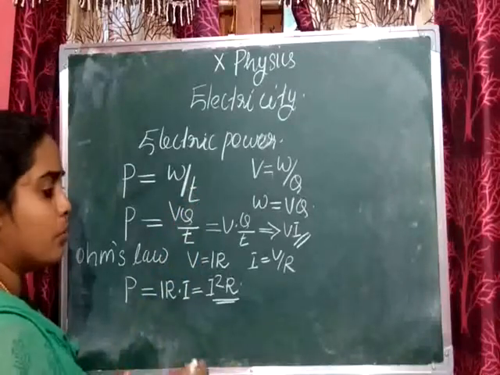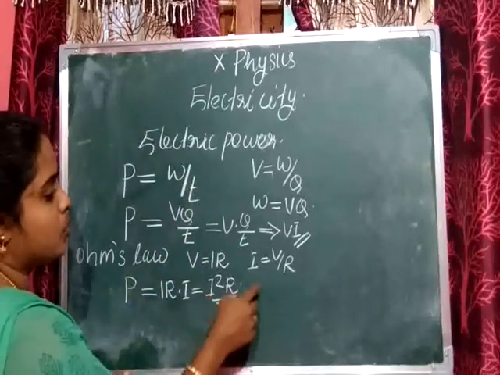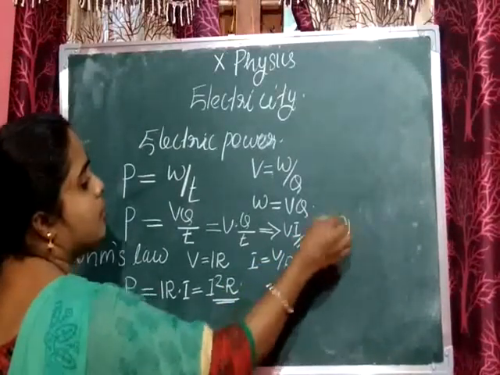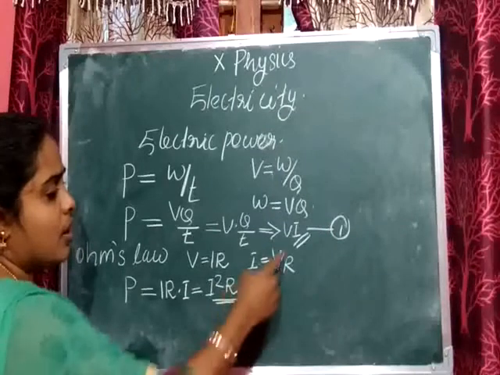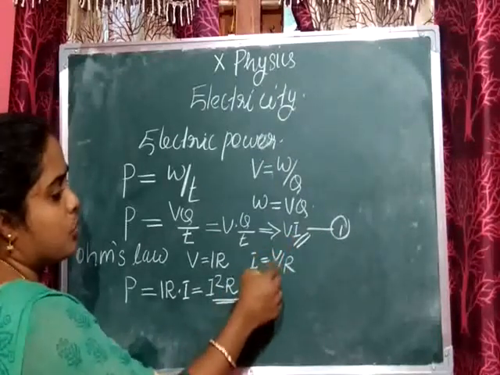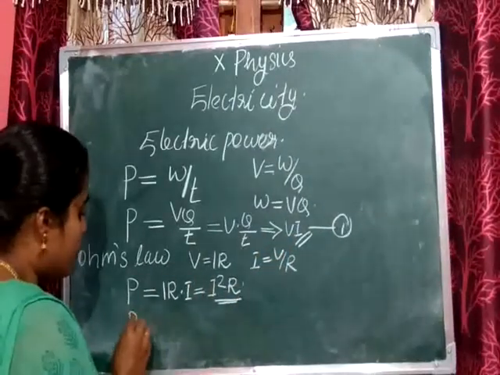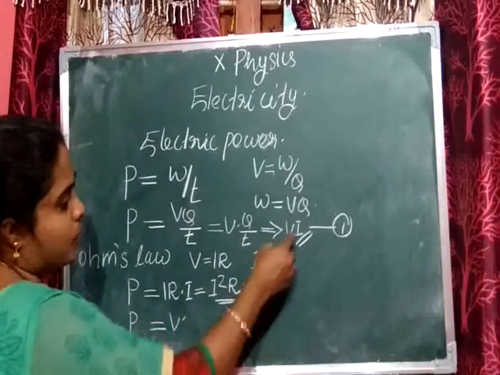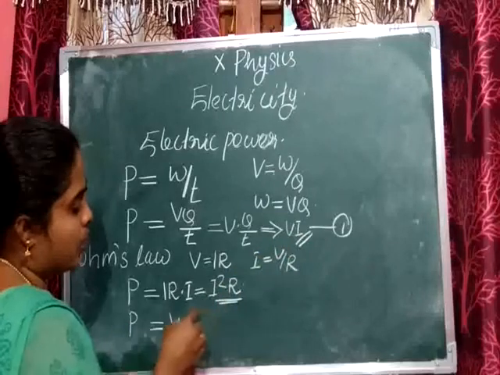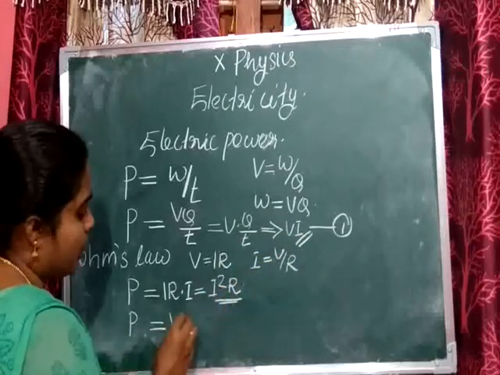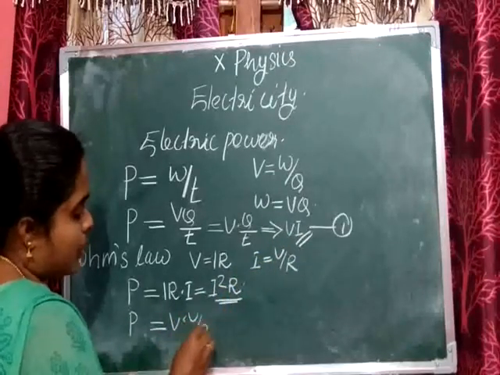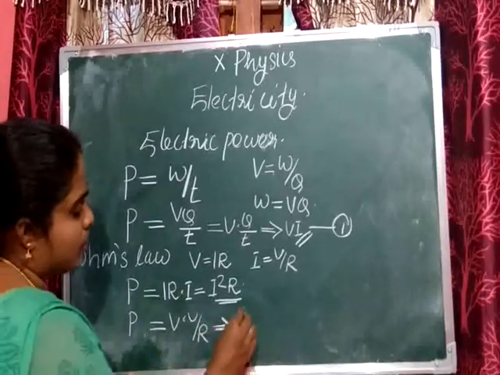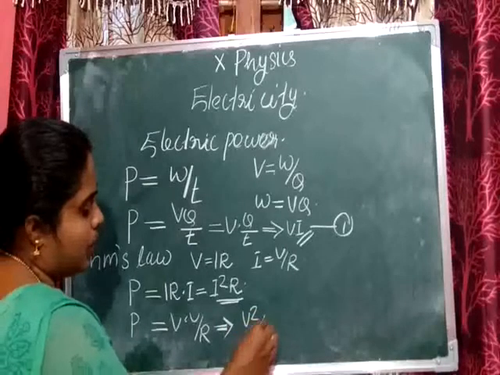Then we can make one more expression for power by substituting I is equal to V by R in equation 1. Then you can easily understand. So instead of I, we substitute V by R. Power P is equal to V into V by R, which is equal to V square by R.